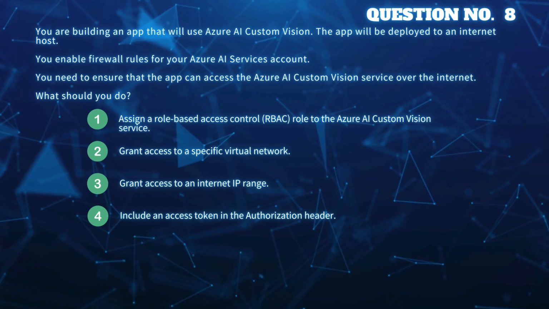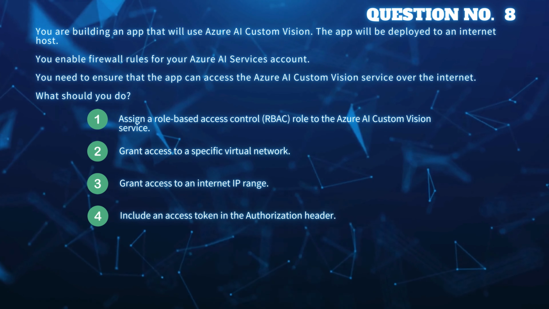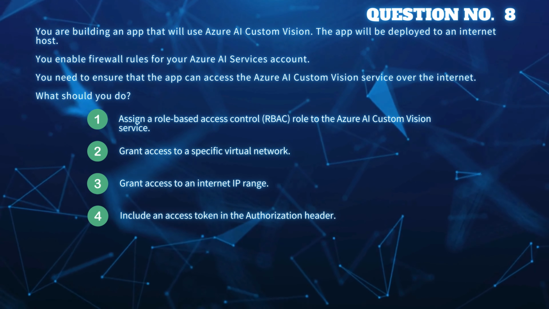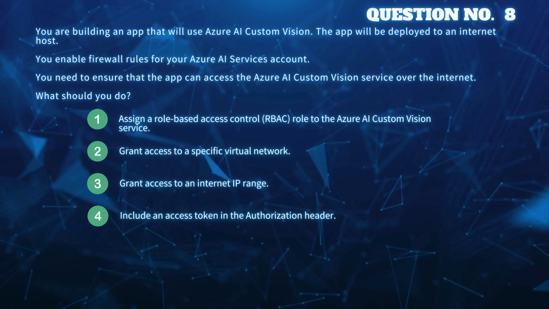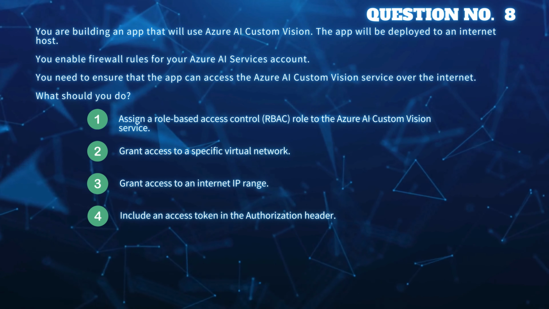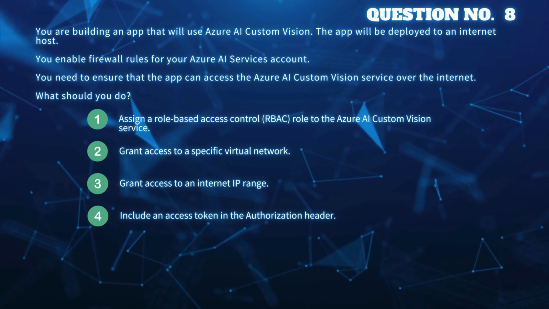Question 8. You are building an app that will use Azure AI Custom Vision. The app will be deployed to an internet host. You enable firewall rules for your Azure AI Services account. You need to ensure that the app can access the Azure AI Custom Vision service over the internet. What should you do?